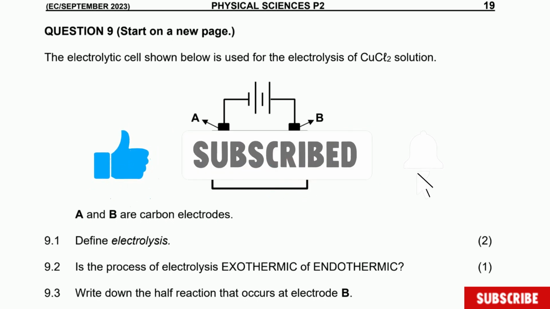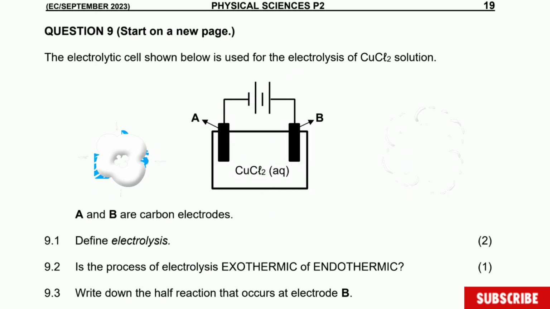The question says the electrolytic cell shown below is used for the electrolysis of copper(II) chloride solution. A and B are carbon rods. So you can see that this one is an electrolytic cell. B is connected to the positive side of the battery. Remember, this one is the positive side, this small one is the negative side here.